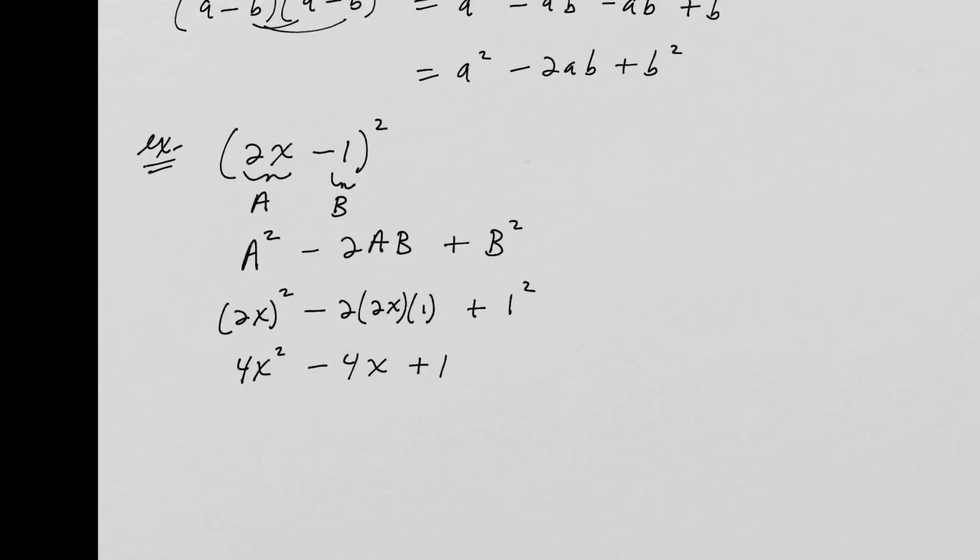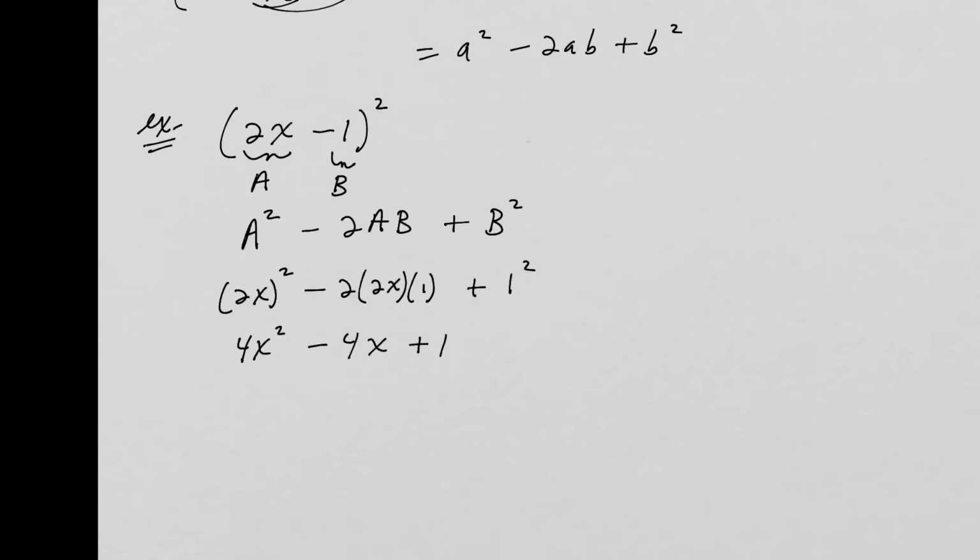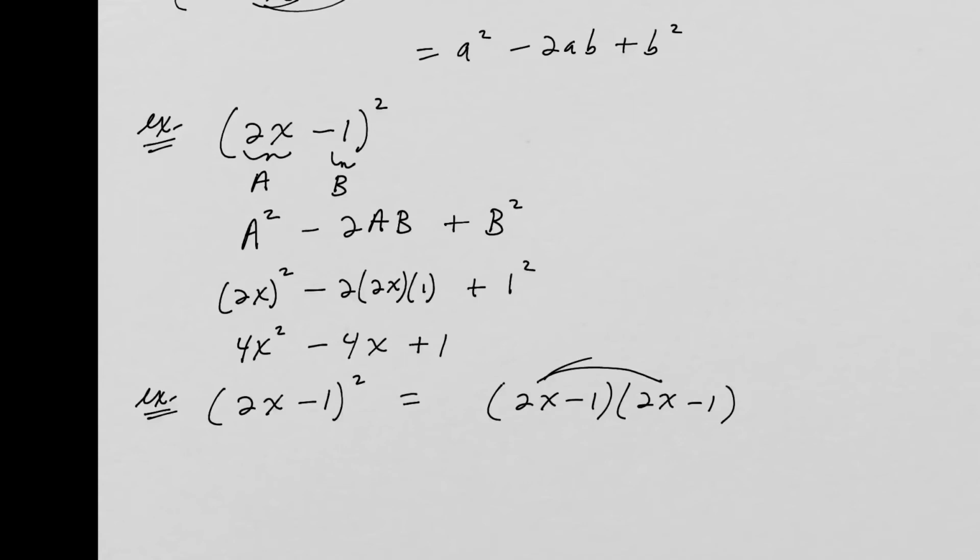Well, what if I didn't want to use this formula? Okay, you don't have to, right? We could just do it directly. I know that (2x minus 1) squared means (2x minus 1) times itself. So let me just multiply this out, right? I'll FOIL it out or use my general rule for polynomials. So 2x times 2x is 4x squared. 2x times negative 1 is negative 2x. Negative 1 times 2x is another negative 2x. Negative 1 times negative 1 is plus 1.